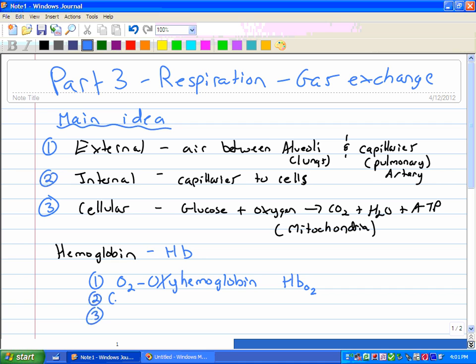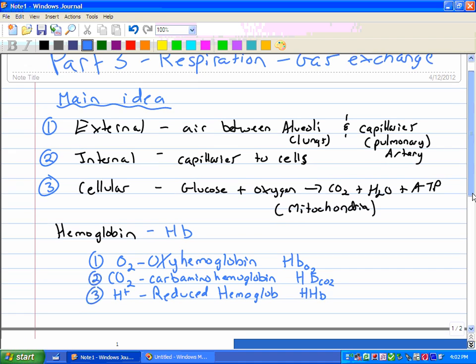If it carries CO2, we call it carbaminohemoglobin, and its abbreviation is HbCO2. And then the last one is if it carries H+, and this is called reduced hemoglobin, and we say it's HHb. The reason why it carries specific molecules we'll get into a little bit later.